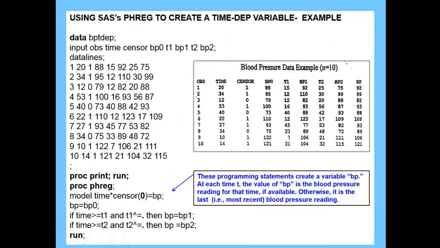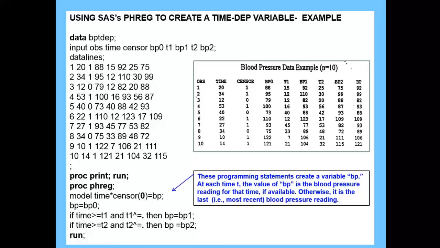Basically I have 10 people, looking at this picture. Now you see where it says time 20 and censor 1. So what does time 20 mean? What's the time variable?